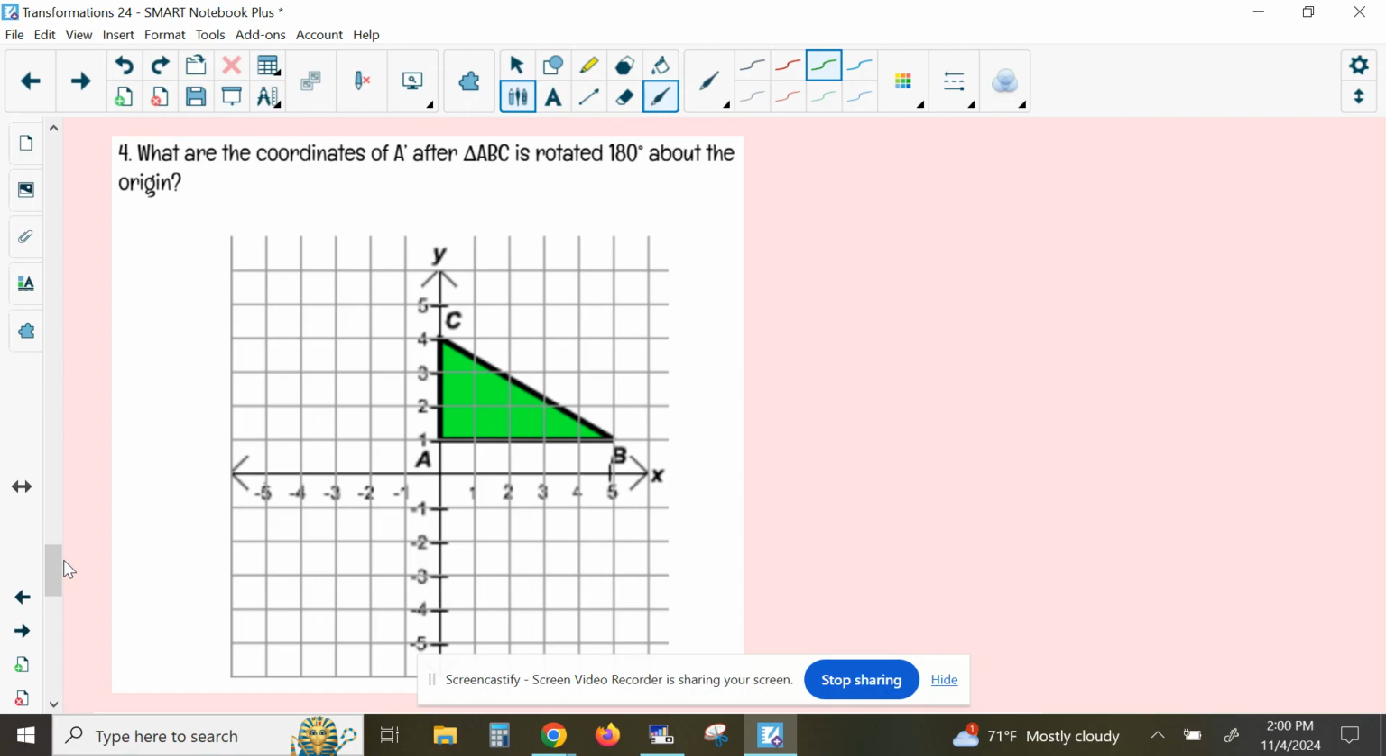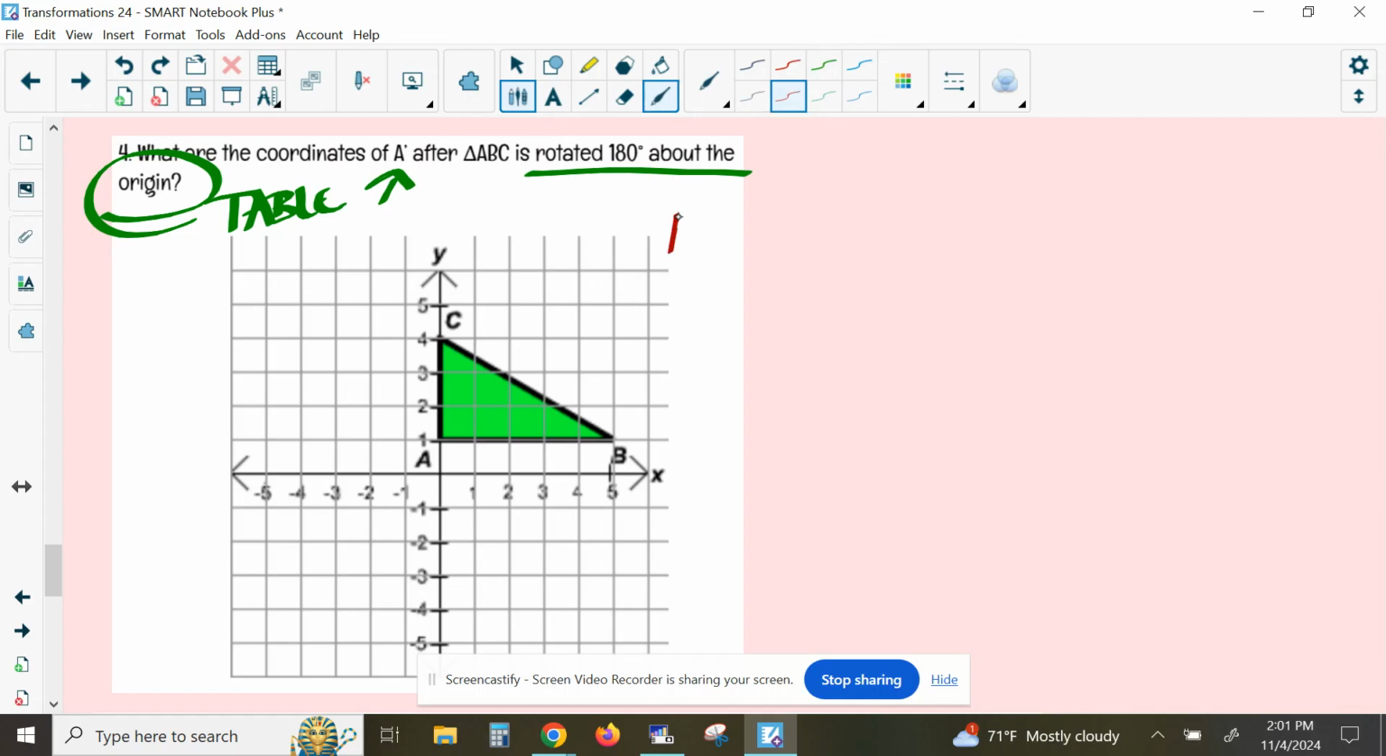What are the coordinates of A prime? A prime, after ABC is rotated 180 degrees about the origin. So if I see origin, what's that tell me I'm allowed to do? I'm allowed to use the table. Okay, so that means what do you think I have to start by doing? You have to move left and right.